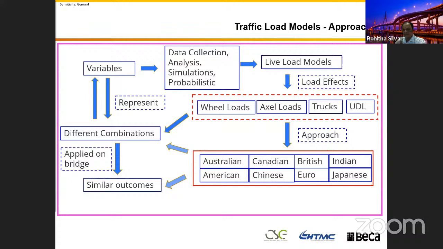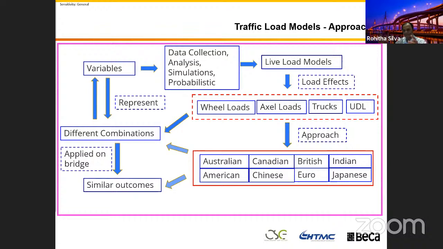Another thing, because when we are designing for new things, we're not going to neglect our old bridges. We're not going to say it's not going to work for that time. We're just not going to demolish them and build them. We don't have that much money. So when we collect all this data and do all this simulation, the probabilistic model, we develop what we call live load models.